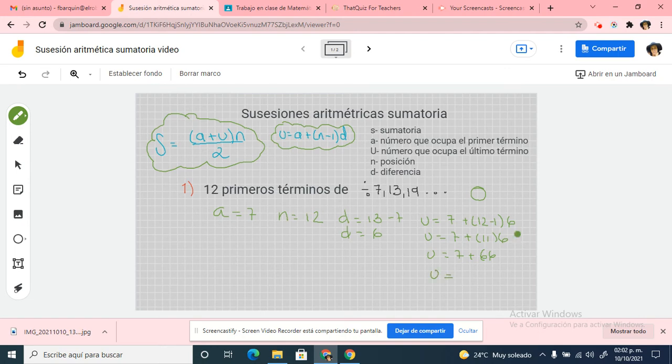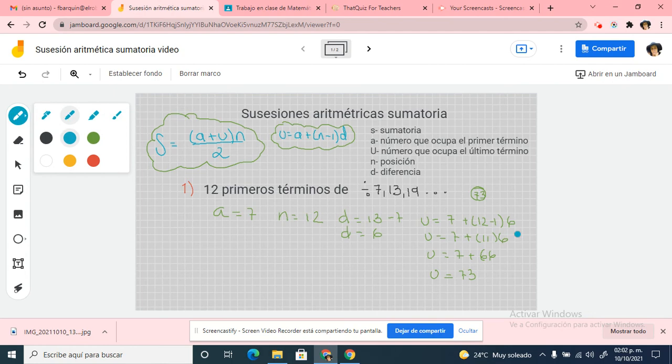So the number that occupies this 12th position is 73. If we continue this one, we will find that it's 73. Okay, now we know the number that occupies it. Let's find out what the addition of all those numbers is.